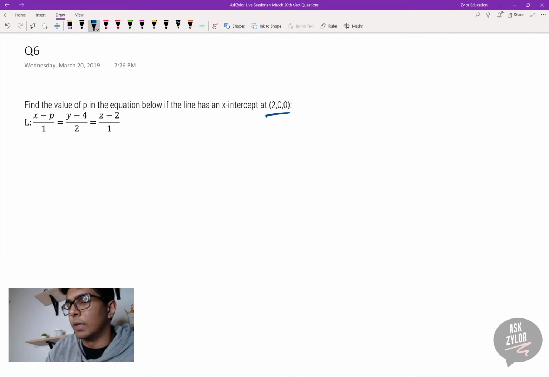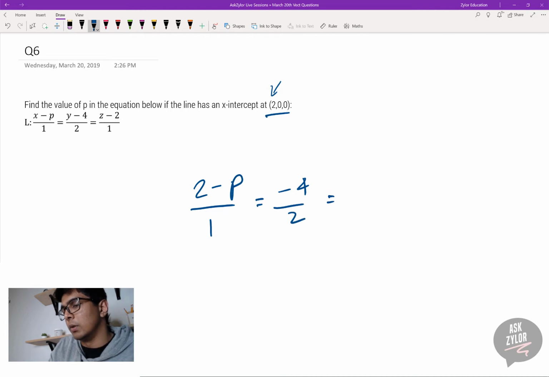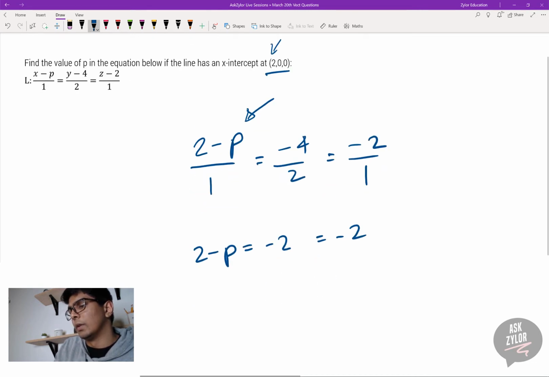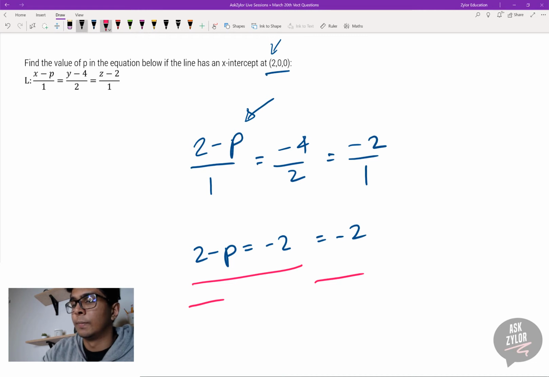So we have x minus p over 1, so my x value is going to be 2. I'm going to plug in 2 minus p over 1 is going to equal, my y value is going to be 0, so negative 4 over 2. Z is going to be 0, so negative 2 over 1. And then I need to try and solve to give me p. So I have 2 minus p is equal to negative 4 over 2 is going to give me negative 2. And negative 2 over 1 is going to give me negative 2 as well. So I can pick this, or I can pick these two to solve my p value.